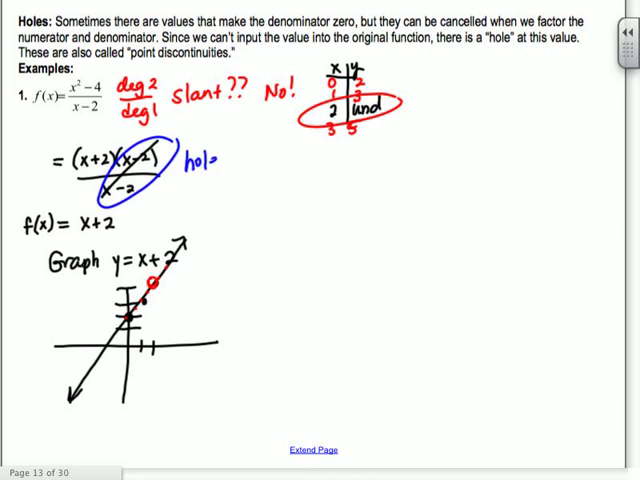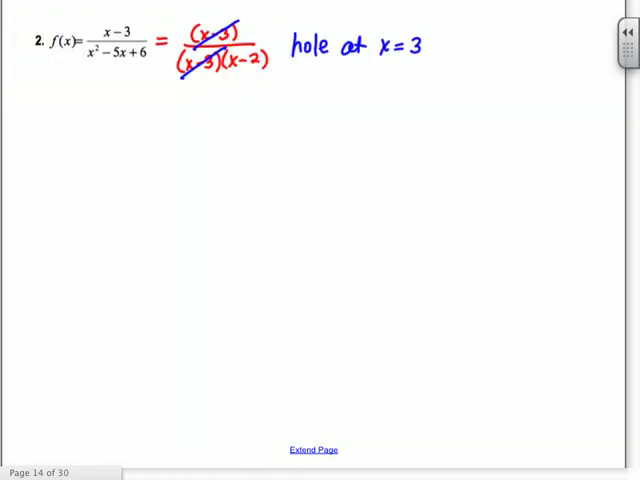So that's how that last one was. When we had this that canceled, we know that there's going to be a hole at x equals 2. Okay, so I know I'm going to have a hole at 3. I'm going to graph the simpler function. I'm going to graph 1 over x minus 2.